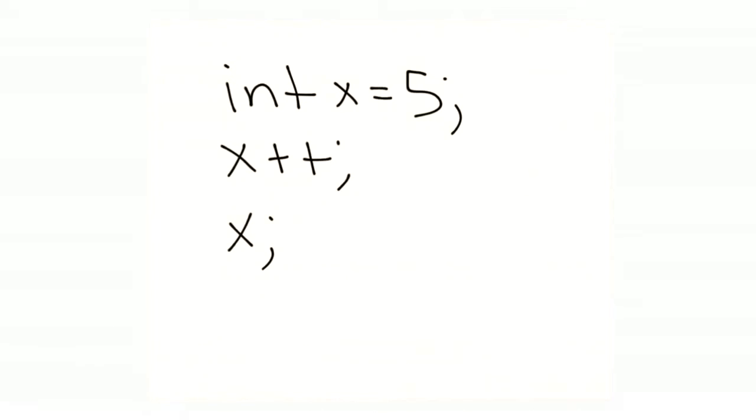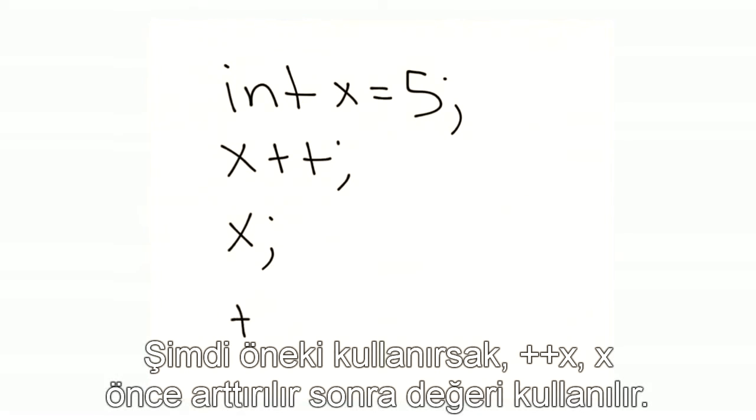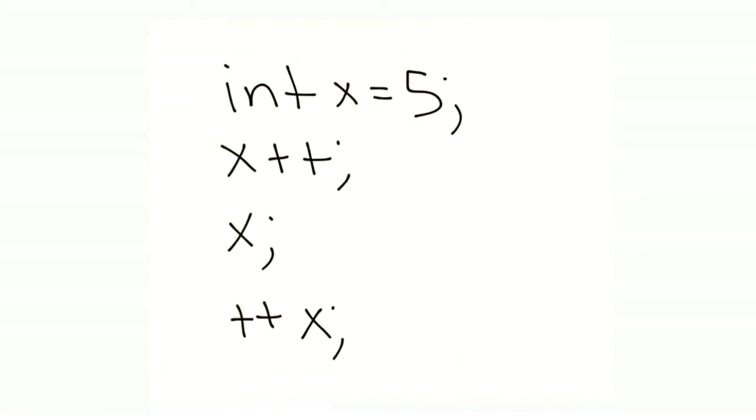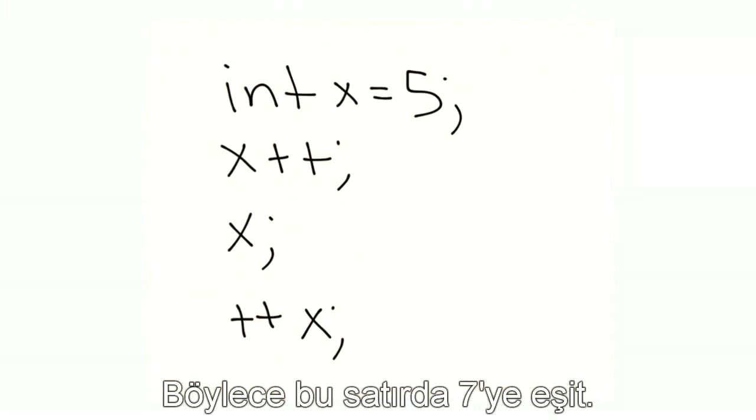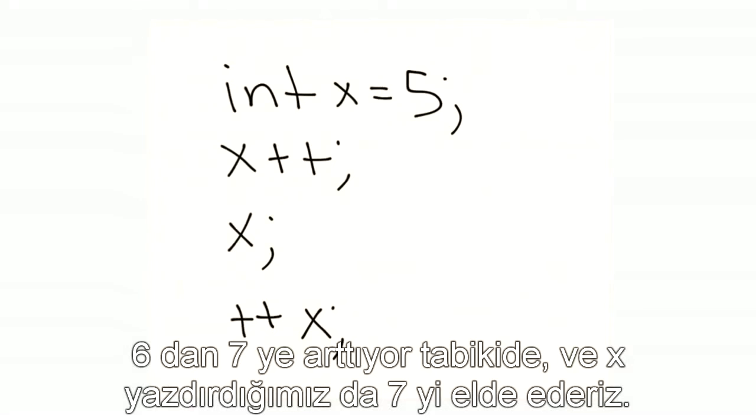Now if we use the prefix operator, ++x, x is incremented first, and then the value is used. So it's equal to 7 on this line, incrementing, of course, 6 to 7. And if we printed it out, we'd get the value 7.